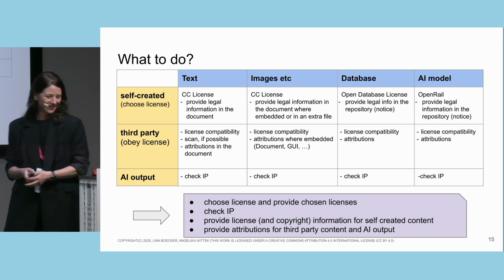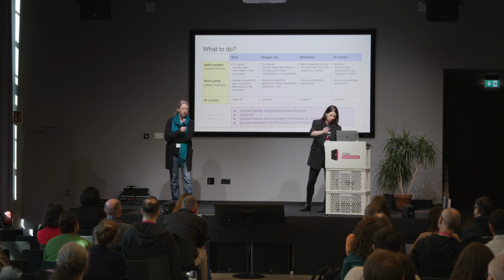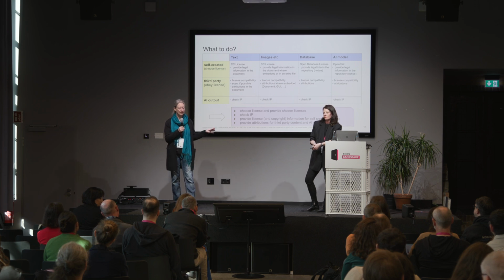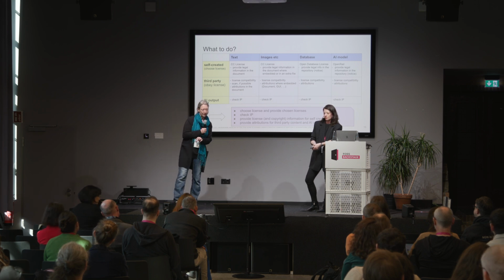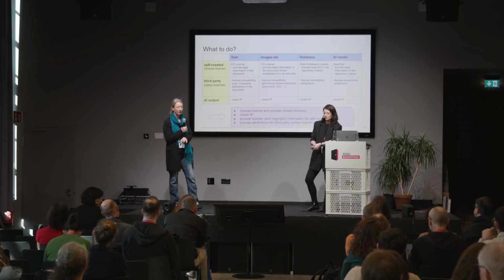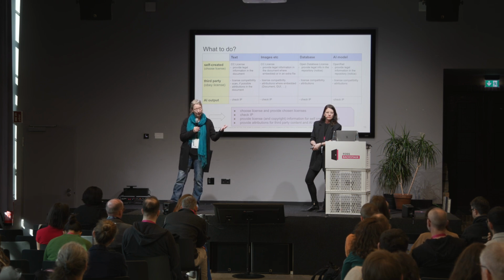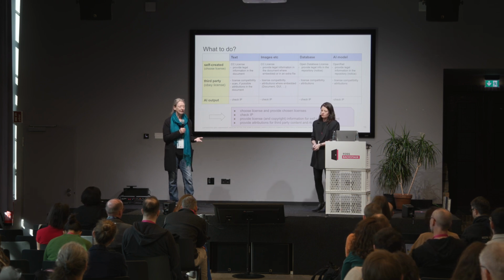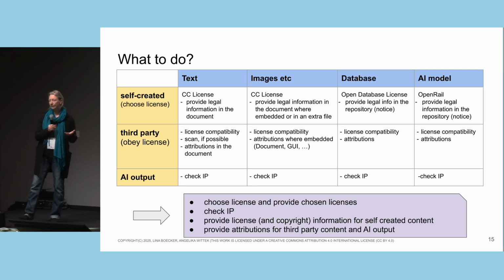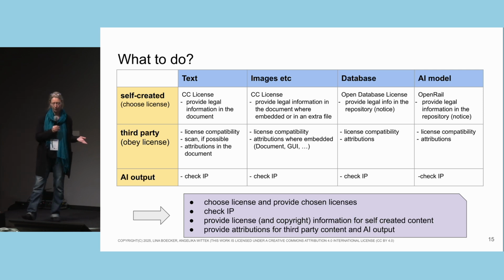Okay, so we heard a lot of different things up to now. So let's look a little bit closer at what to do in concrete. We have 2 aspects we have to decide about. The one is, what do I have in my hands? Is it text, images, an AI model, so be aware of that. And the other thing is, where does it come from? Did you create it yourself, or is it a third-party artifact, or is it an AI output?